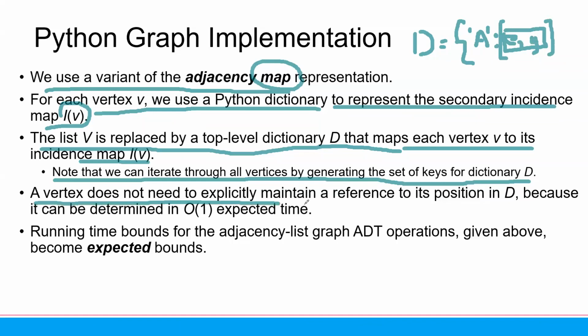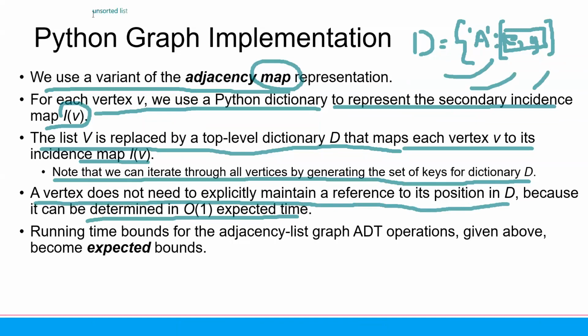That kind of thing can be one of the implementations. A vertex does not need to explicitly maintain a reference to its position in D because it can be determined in O(1) expected time. If we use the map, we just insert without sequencing or ordering. We learned about the unsorted list, unsorted sequence. If you use the map, then the performance is O(1). Running time bounds for the adjacency list graph ADT operations given above become expected bounds. Expected bounds means it will be within the boundary.